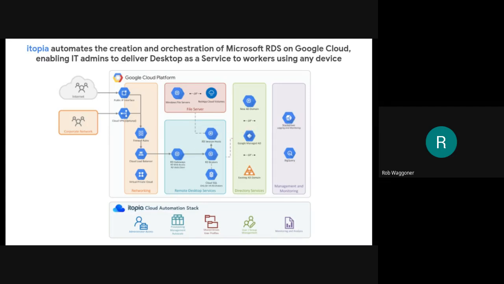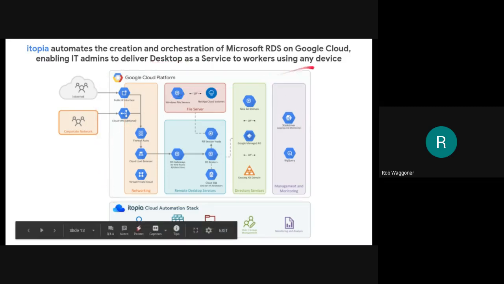I'm going to show you how you can find the closest Google region that has your infrastructure. And then, heaven forbid, if one fails, I'm going to show you how you can reconnect to the other one and continue working. All of this is what the Itopia Cloud Automation Stack brings you. We make it simple to manage users. We make it simple to manage Google. So again, you don't have to learn Google. You don't have to become a Windows expert.